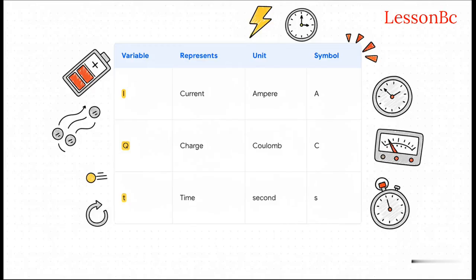Let's make sure we've got these variables straight. I stands for current, and we measure that in amperes, or A. Q is our charge, measured in coulombs, C. And T is time, and this is crucial. It has to be in seconds. In physics, getting the units right is half the battle, so this little table is your best friend.